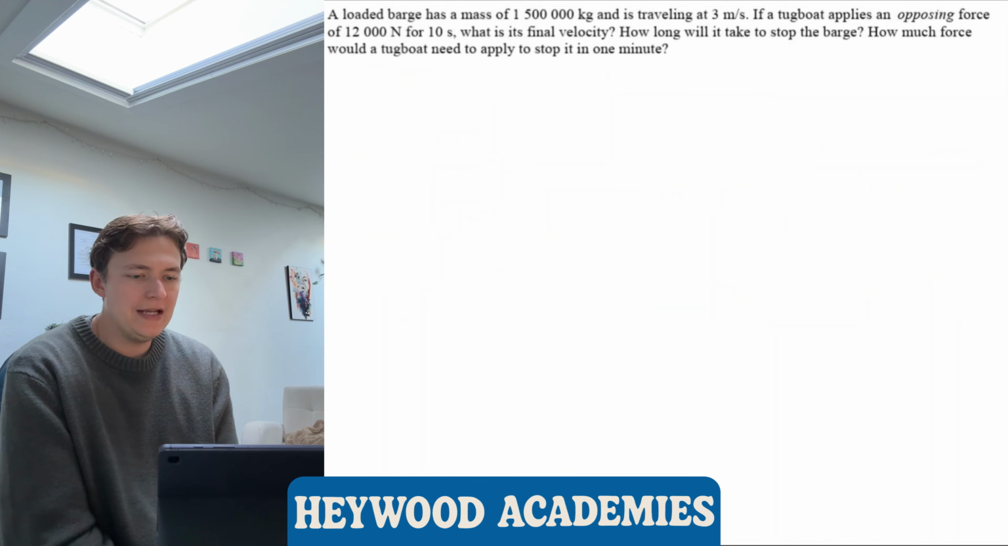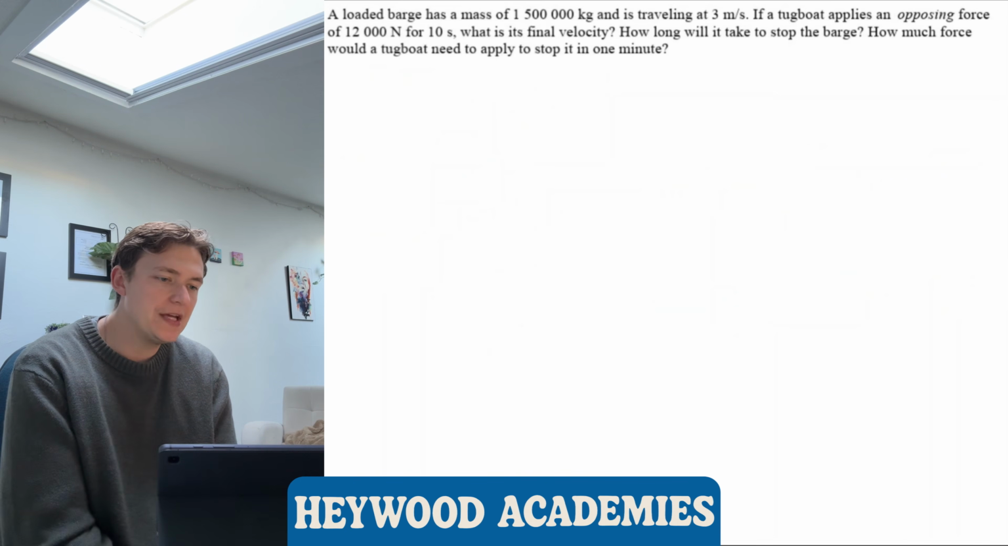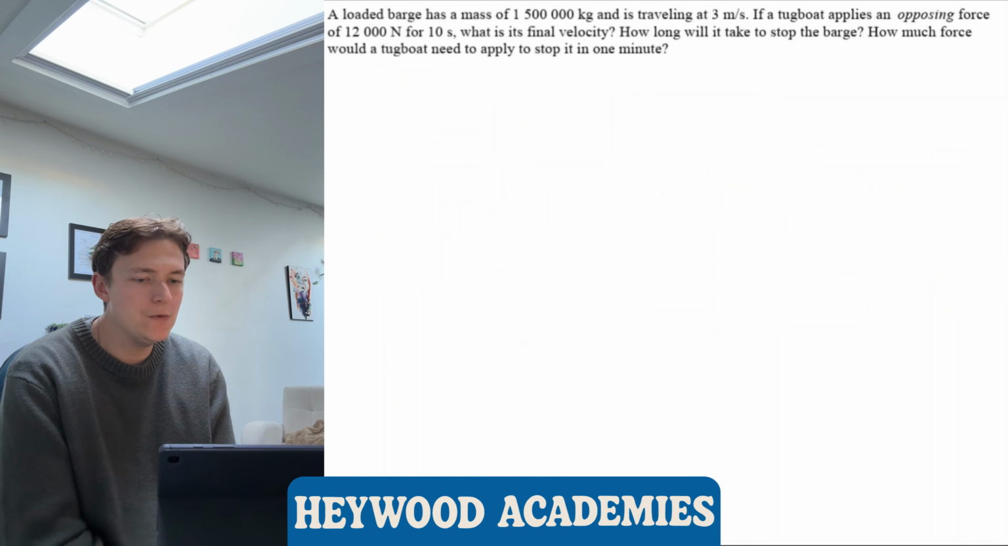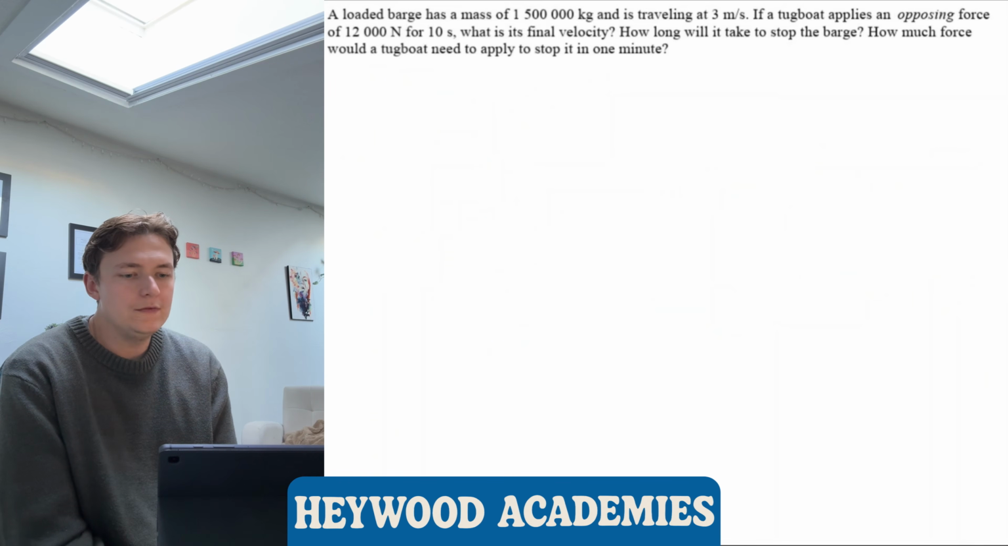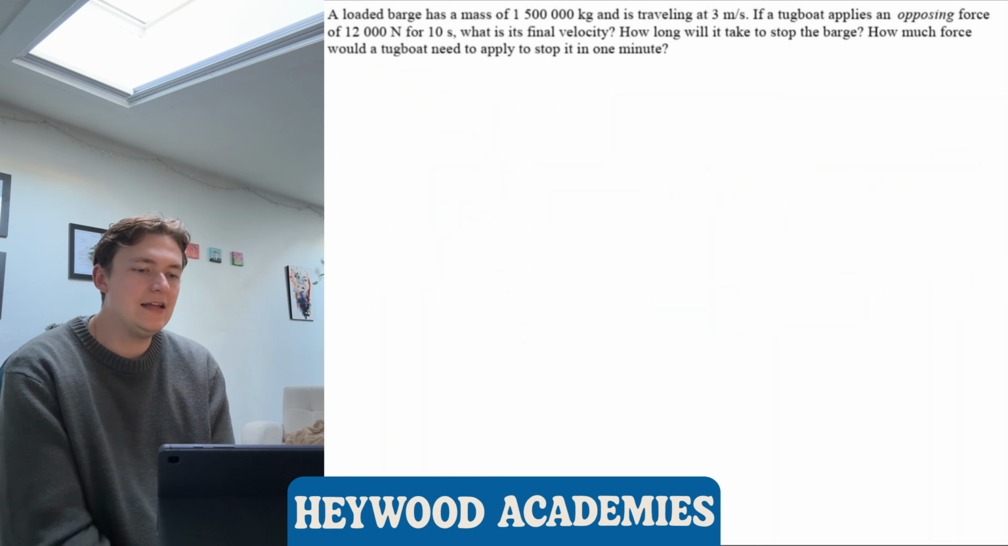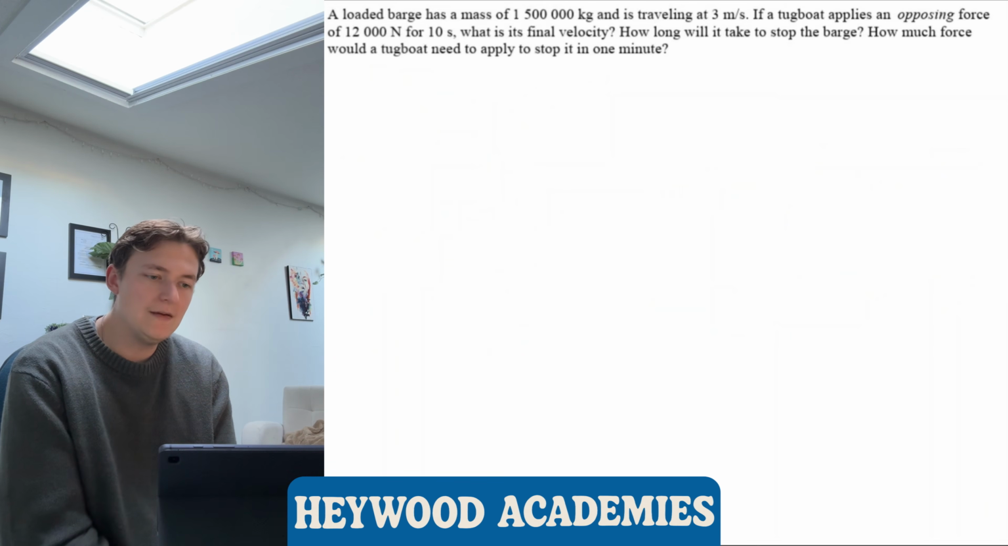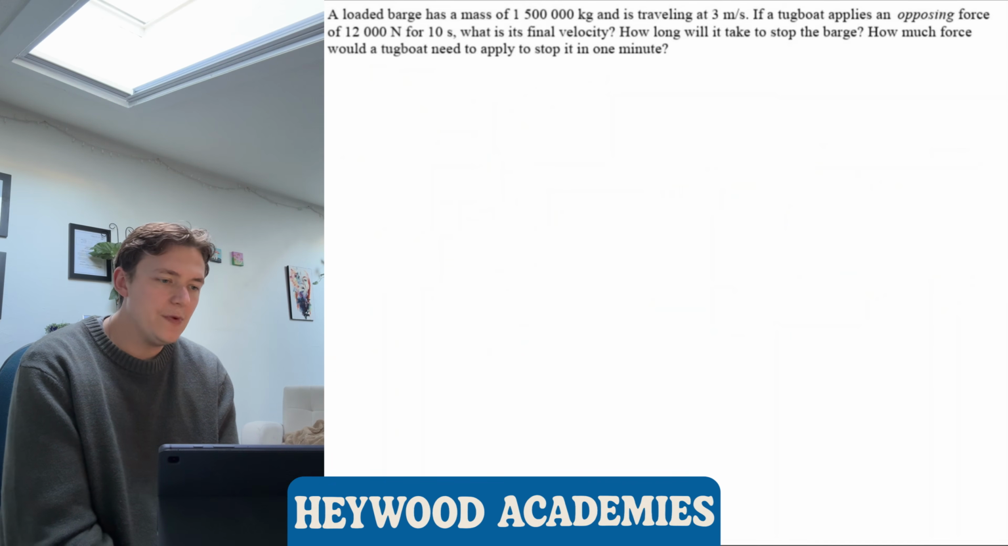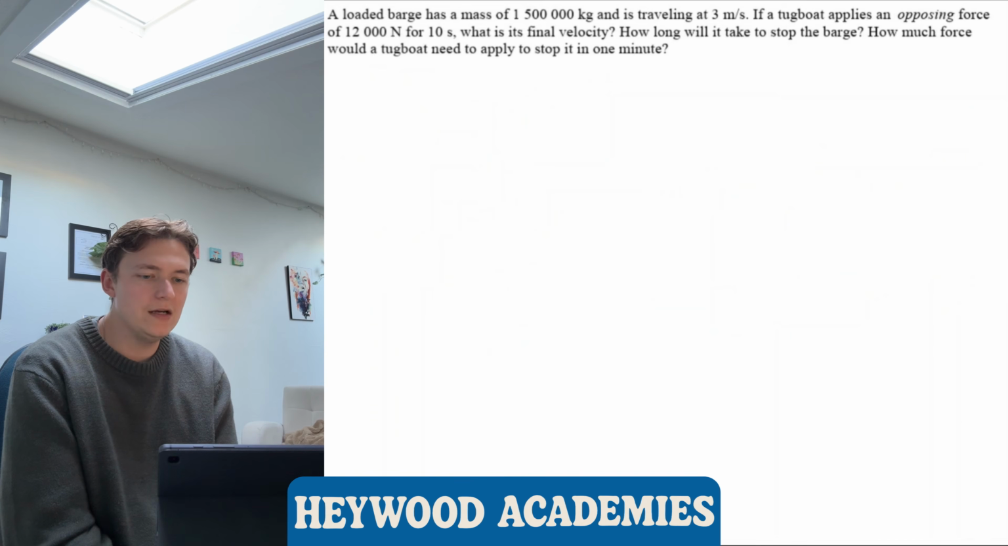A loaded barge has a mass which is big and is traveling at 3 meters per second. If a tugboat applies an opposing force of 12,000 newtons for 10 seconds, what is its final velocity? How long will it take to stop the barge? How much force would a tugboat need to apply to stop it in 1 minute?